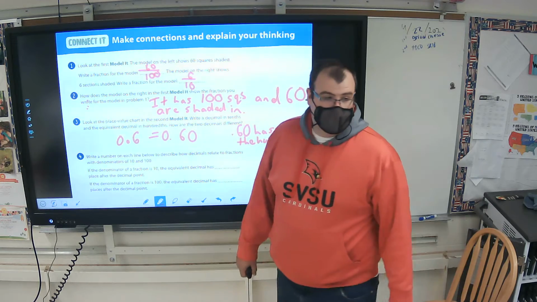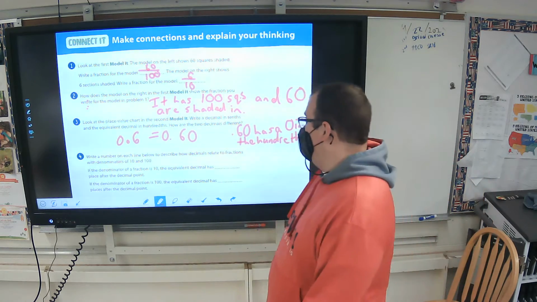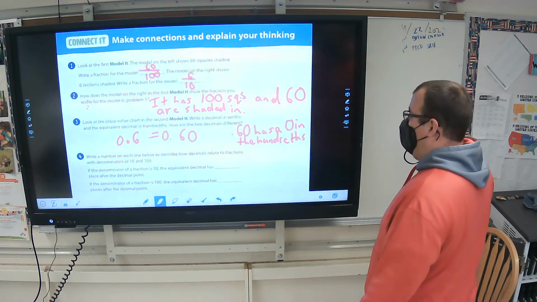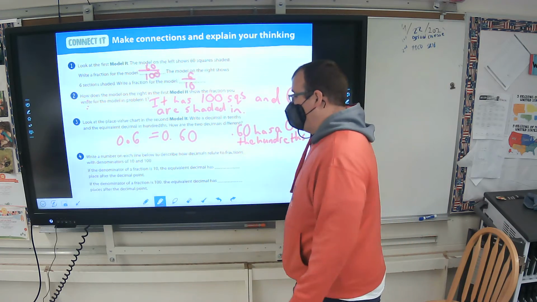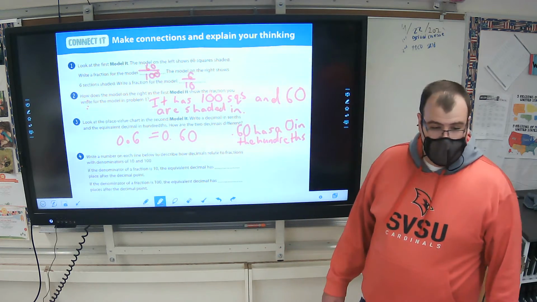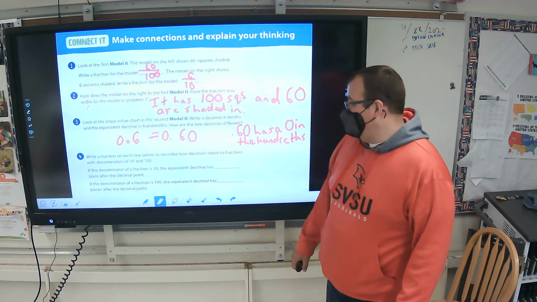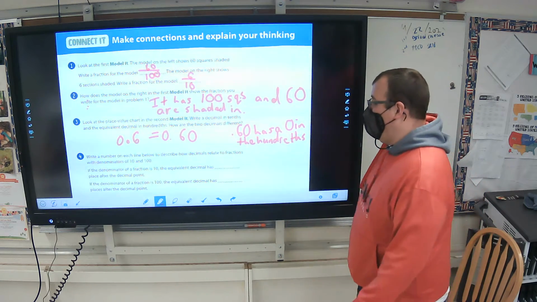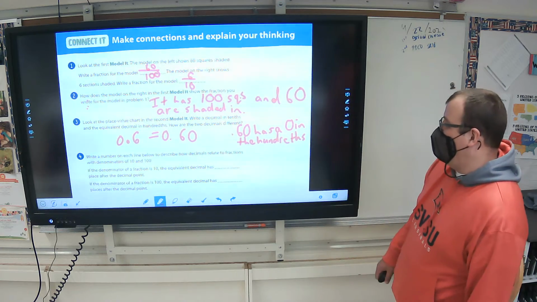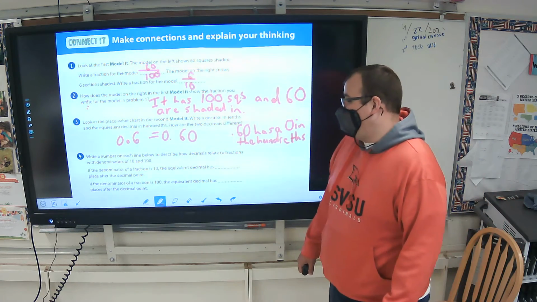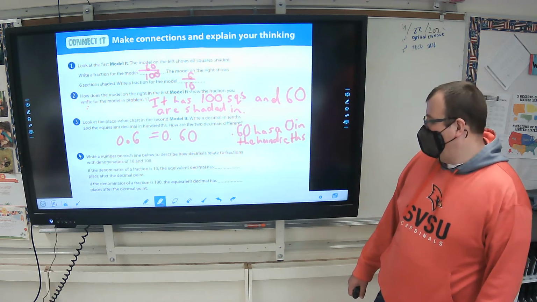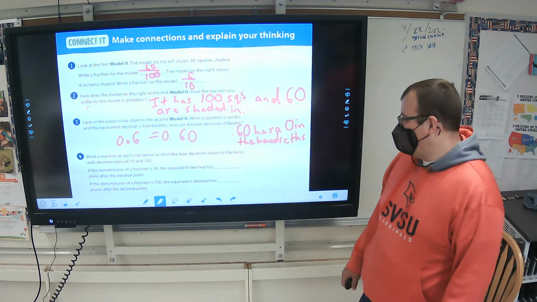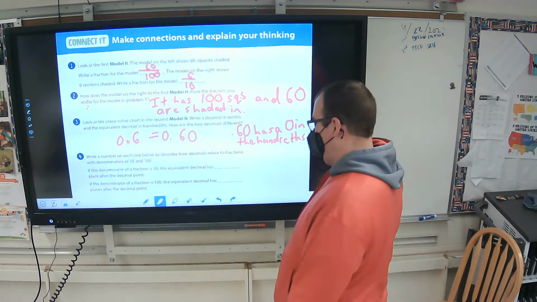Number 4. Write a number on each line below to describe how decimals relate to fractions with denominators of 10 and 100. So, if the denominator of a fraction is 10, the equivalent decimal has blank place after the decimal point. The equivalent decimal has blank place after the decimal point.